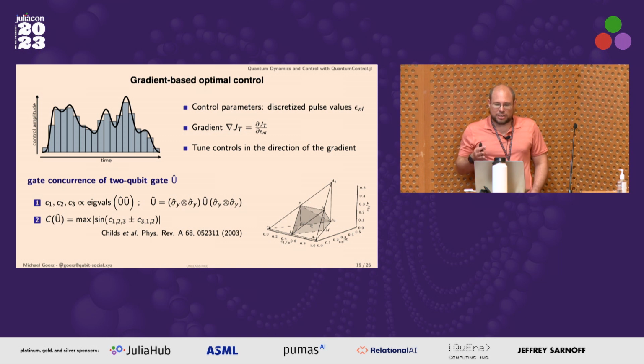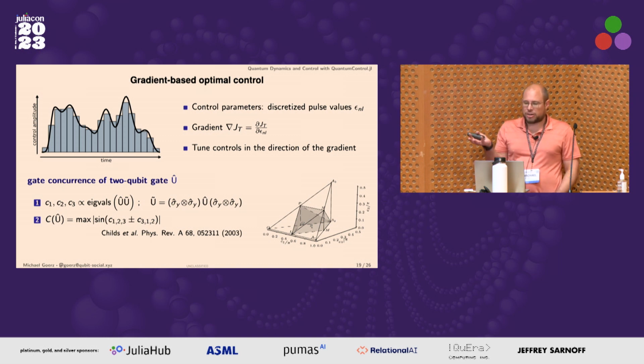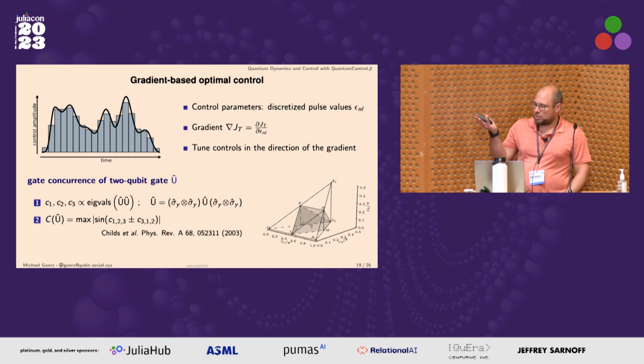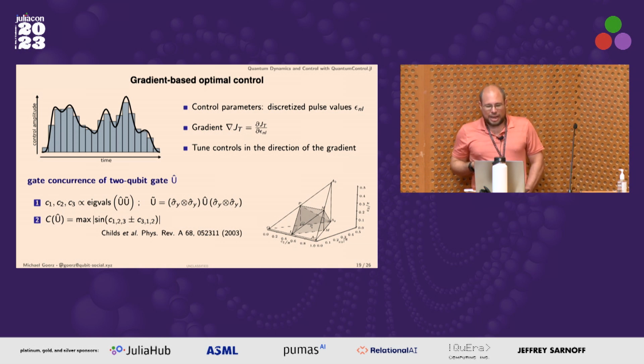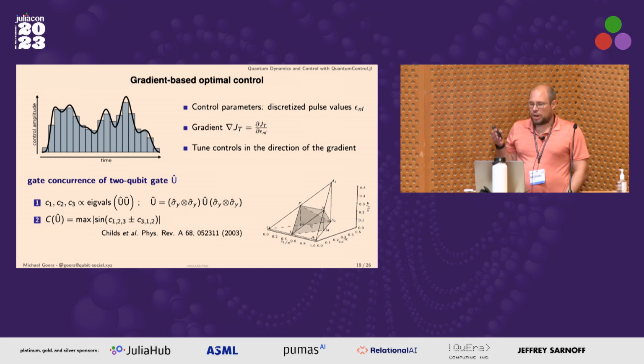And now our functional is basically the gate concurrence. So how is that actually calculated? Well, for any 4x4 matrix, you take this partially rotated matrix, and then you calculate these values, c1, c2, c3, from the eigenvalues of that product. These c1, c2 and c3 are called Weyl chamber coordinates. And then you can get the gate concurrence by looking at all the possible combinations of the c1, c2, c3, and finding the maximum of this sine.